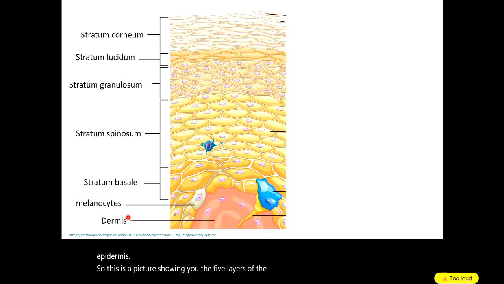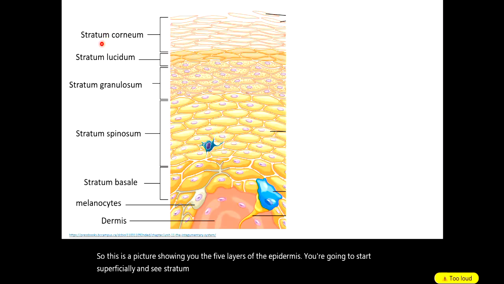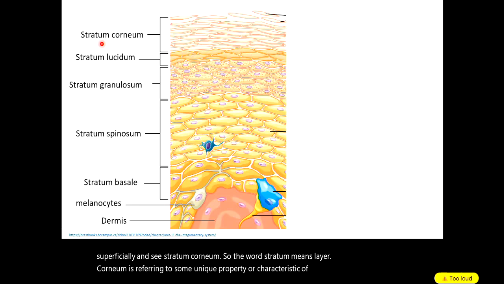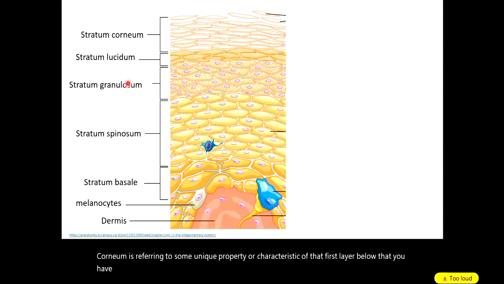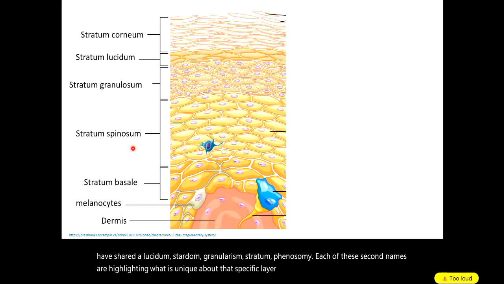We're going to start superficially and see stratum corneum. The word stratum means layer. Corneum is referring to some unique property or characteristic of that first layer. Below that you have stratum lucidum, stratum granulosum, stratum spinosum, stratum basale. Each of these second names highlights what is unique about that specific layer. Now I will hold you responsible for all of these names and the order in which these layers are found.